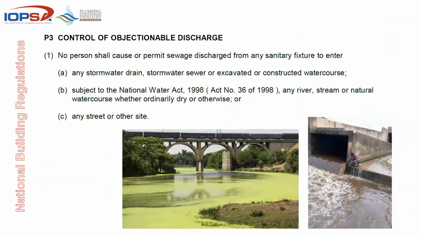You'll see that under the National Building Regulations, control of objectionable discharge says that no person shall cause or permit sewage discharge from any sanitary fixture to enter stormwater, whether it be a stormwater drain, stormwater sewer, excavated or constructed watercourse. Subject to the National Water Act, any river, stream or natural watercourse, whether dry or otherwise. And obviously any street or other site. No one wants any sewage from their neighbor on their property.